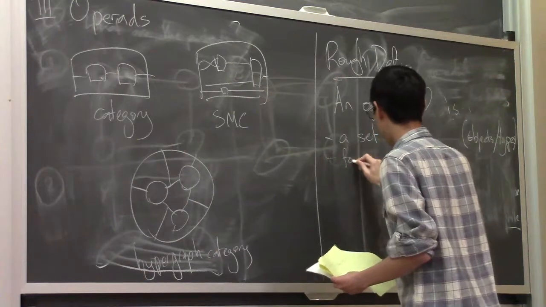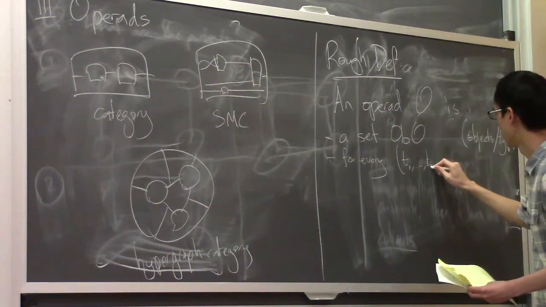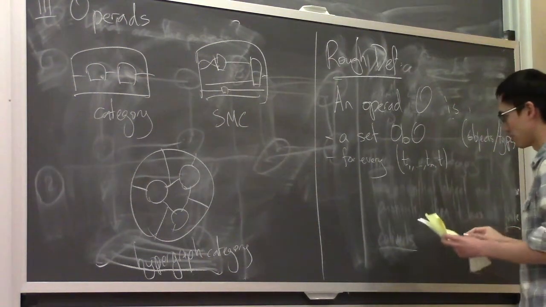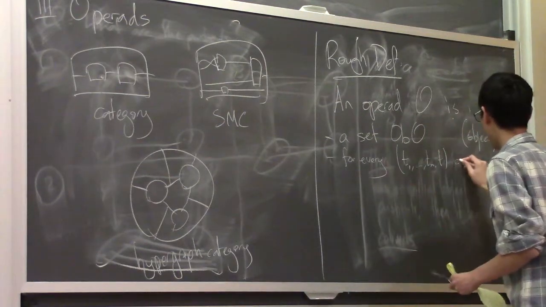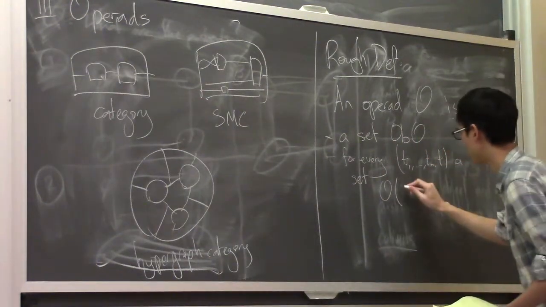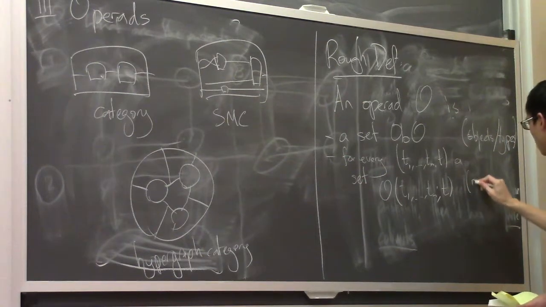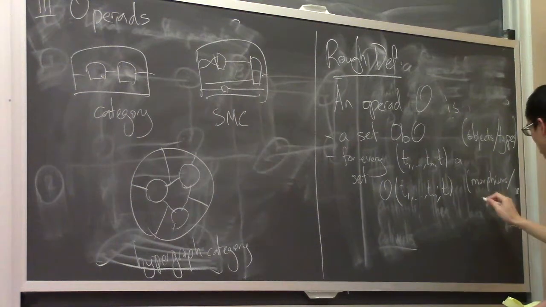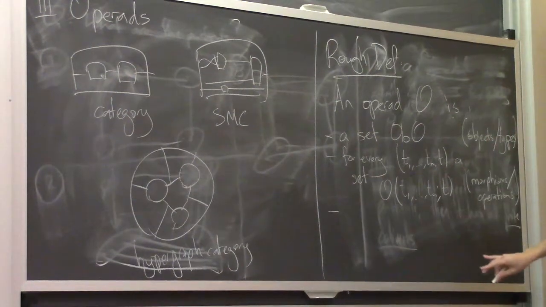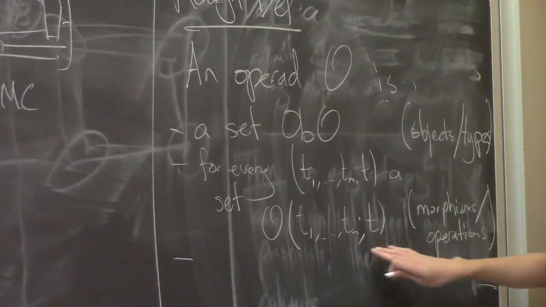And then for every tuple of objects of length n plus 1, so for every tuple t1 to tn and then another object t, we have a set which we're going to call the operations or the morphisms, and we'll label that O(t1, ..., tn; t). These are morphisms or operations. There's some relationship to a category where we had objects and morphisms, but here instead of morphisms taking a domain and a codomain, they take a list of domains and a single codomain.